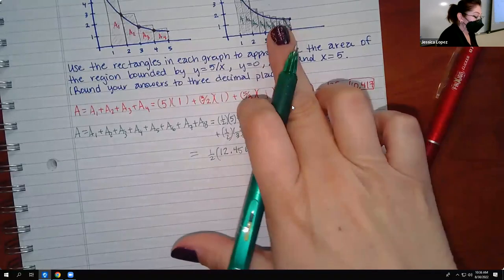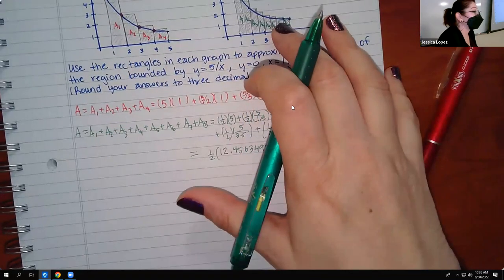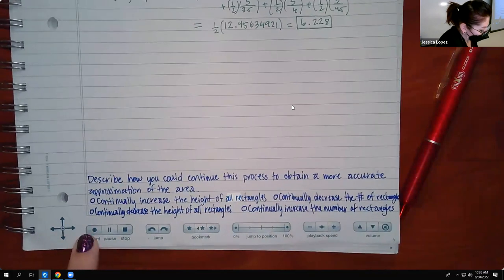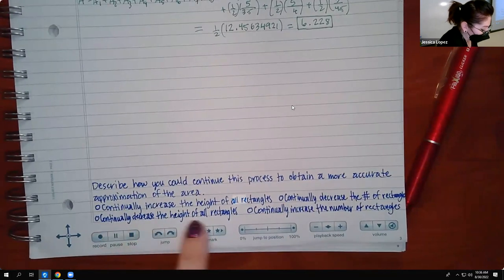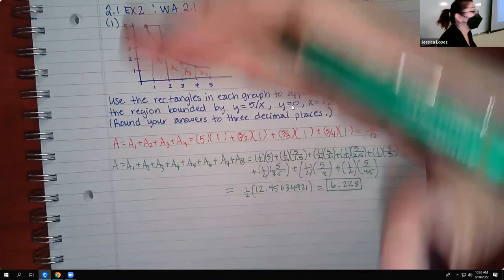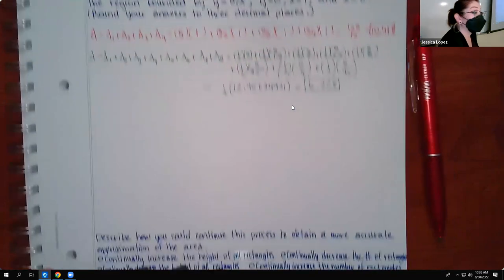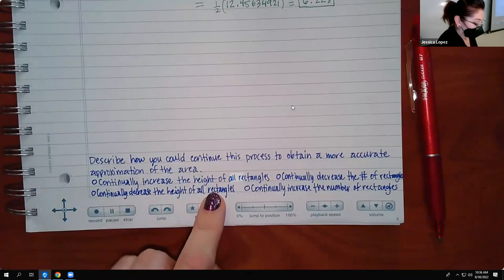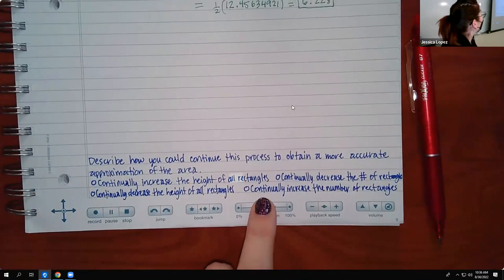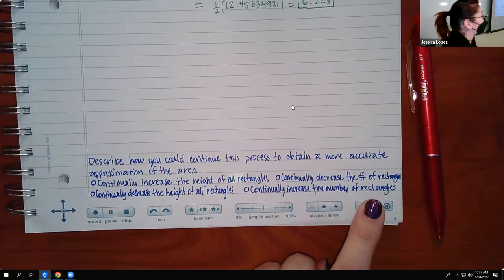It's like going backwards from there to there, right? Didn't this one have more overage than this one? Okay, good. What about continually decreasing the height of all the rectangles? Right, because then you're not going to have overage, but then you'll have what? Underage, and it still won't be quite there. Now, what about continually increasing the number of rectangles?